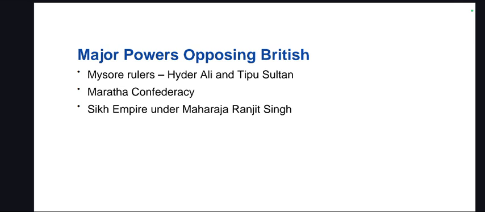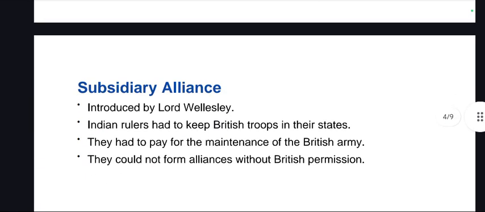These two people troubled the British like anything. And after that we have the Marathas. Then we have the Sikh Empire under Maharaja Ranjit Singh. These were the people who strongly opposed the British in India. And let us see the British waged wars against them.